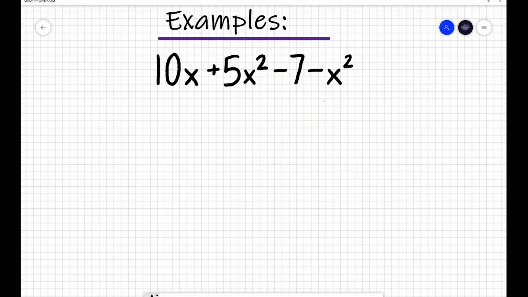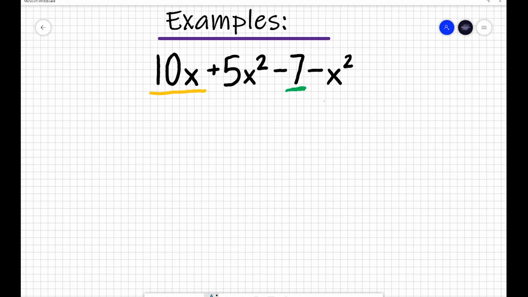So now I have prepared 2 examples, which will hopefully prepare you a little bit for the advanced room. I'm just going to go through how you do this. In this case, you have 10x plus 5x squared minus 7 minus x squared. Here you have one term that is raised to the first power, and that's 10x. Now you have one constant, which is just 7.